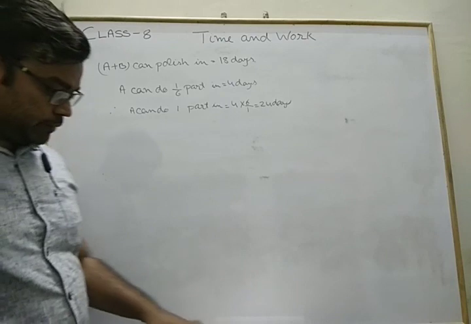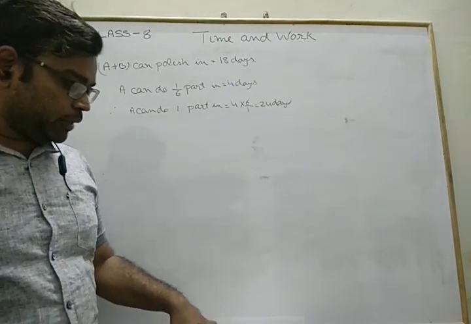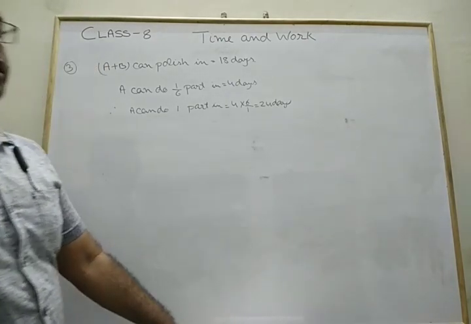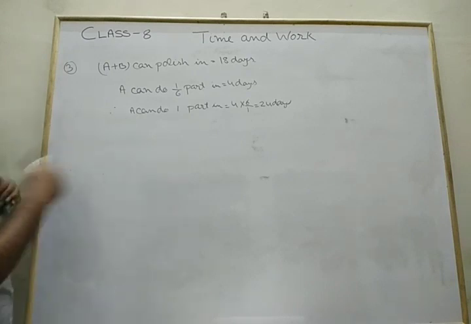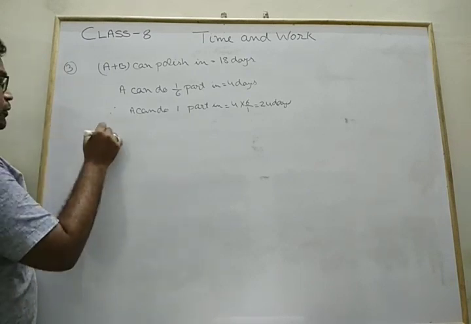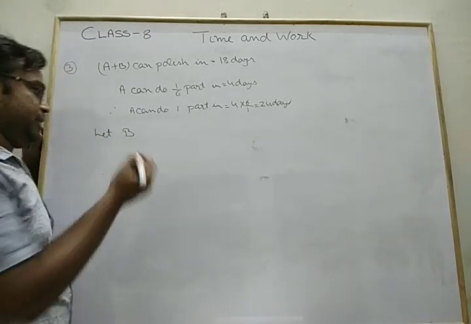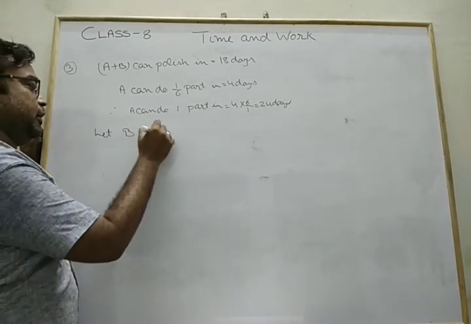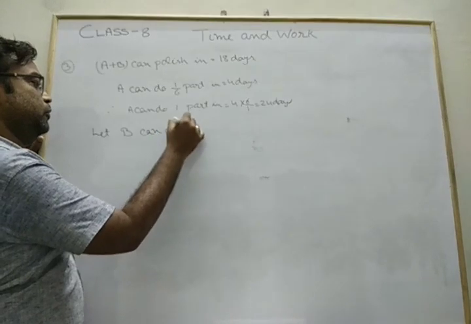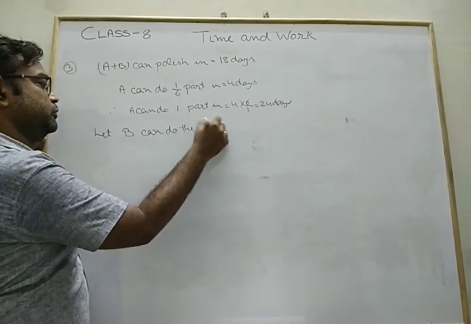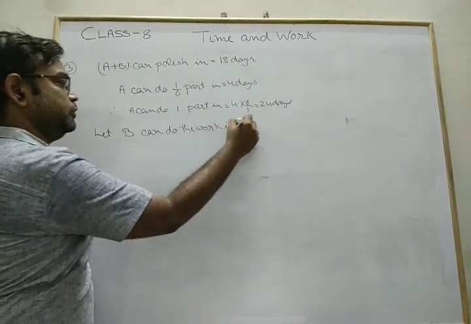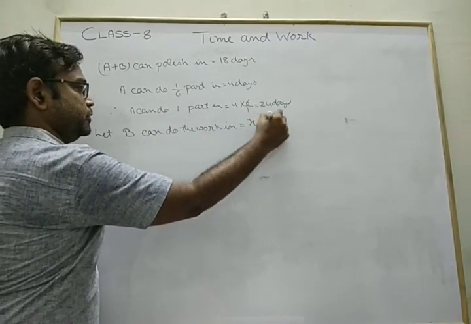Now it says, in how many days can B alone polish the floor? B is not given, so let us take a variable X: B can do the work in X days.